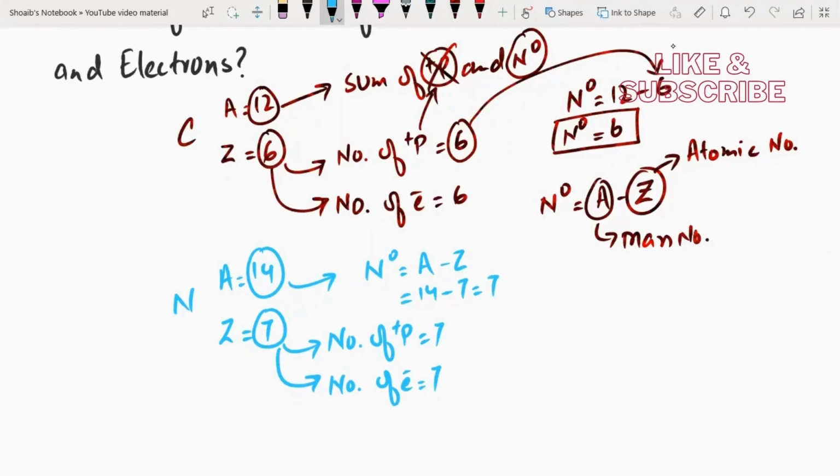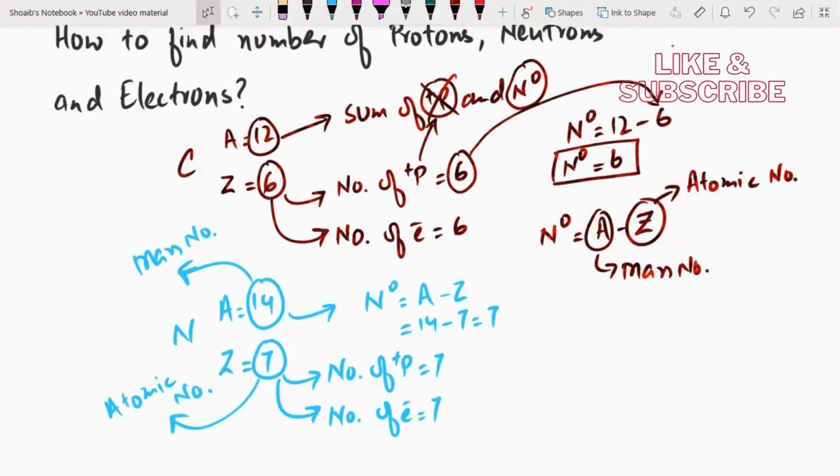Let me make things easier. The bigger number is the mass number. It will be easier for you to identify the mass number. And the smaller number is the atomic number. So remember these points to find the number of protons, neutrons, and electrons in an atom with the help of the atomic number and the mass number.